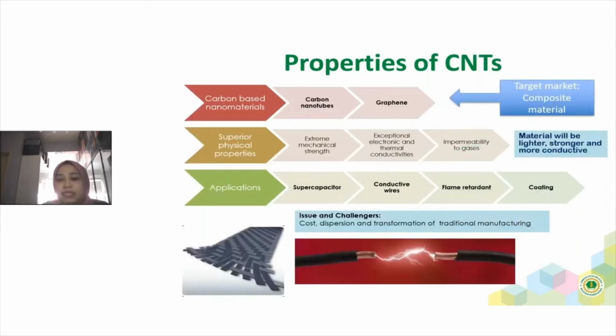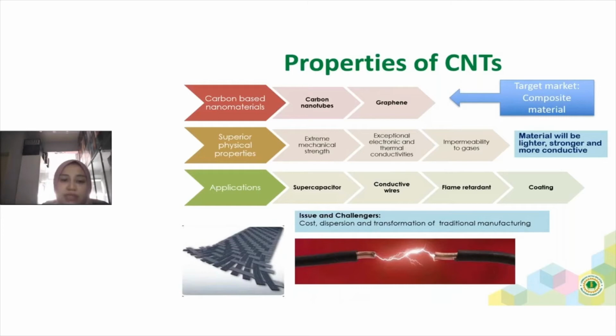These are the properties of the carbon nanotube that we intend to get in our product. The carbon-based material used here is carbon nanotubes. We also explore graphene. The target market is the composite material. Why are we interested? Because of the superior physical properties, the high mechanical strength, the exceptional electronic and thermal conductivities, as well as the impermeability to gases. The material that we want to get is more lightweight, thermal and conductive.